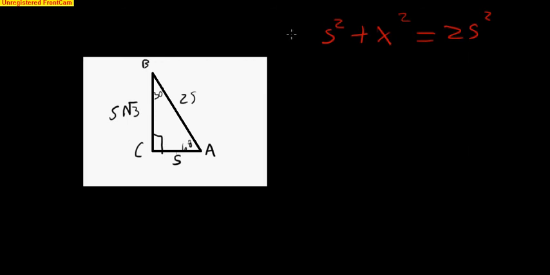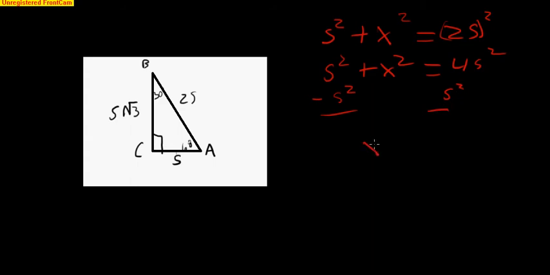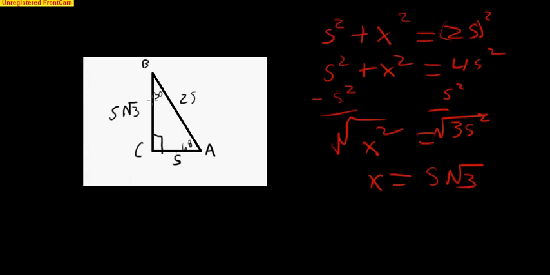And this is going to be x squared. So we know that s squared plus x squared is equal to 2s squared this time, which is 4s squared. Now, because we have s squared units over here and s squared here, we can simply subtract s squared from both sides. That gives us x squared equals 3s squared. Take the square roots, you get x equals s by the square root of 3. And that is how you figure that.